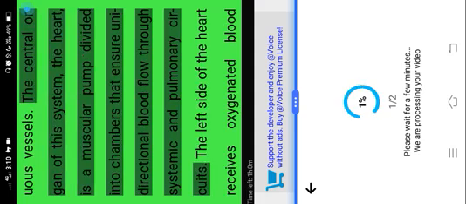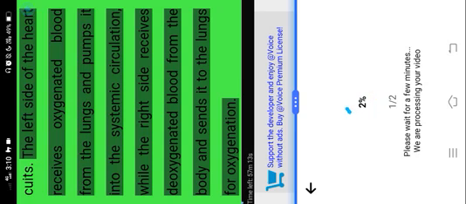The central organ of this system, the heart, is a muscular pump divided into chambers that ensure unidirectional blood flow through systemic and pulmonary circuits. The left side of the heart receives oxygenated blood from the lungs and pumps it into the systemic circulation, while the right side receives the deoxygenated blood from the body and sends it to the lungs for oxygenation.